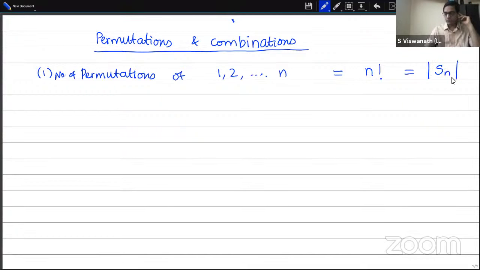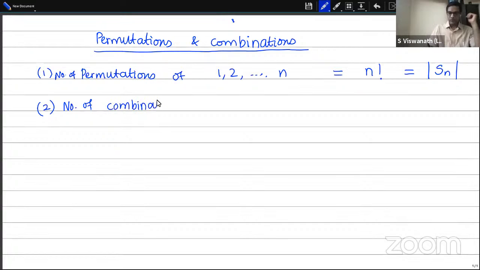So in terms of groups, maybe the correct way to think about it is to say that's the cardinality of the symmetric group. And I'm sure you've seen, by now, proofs of this and so on. And the other operation is that of combinations.